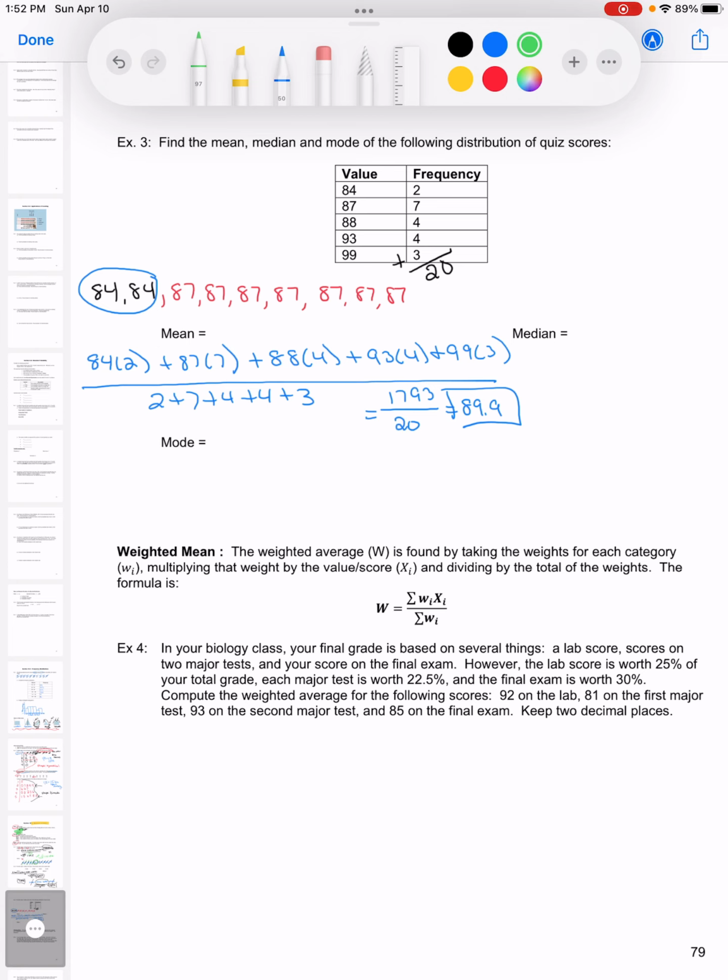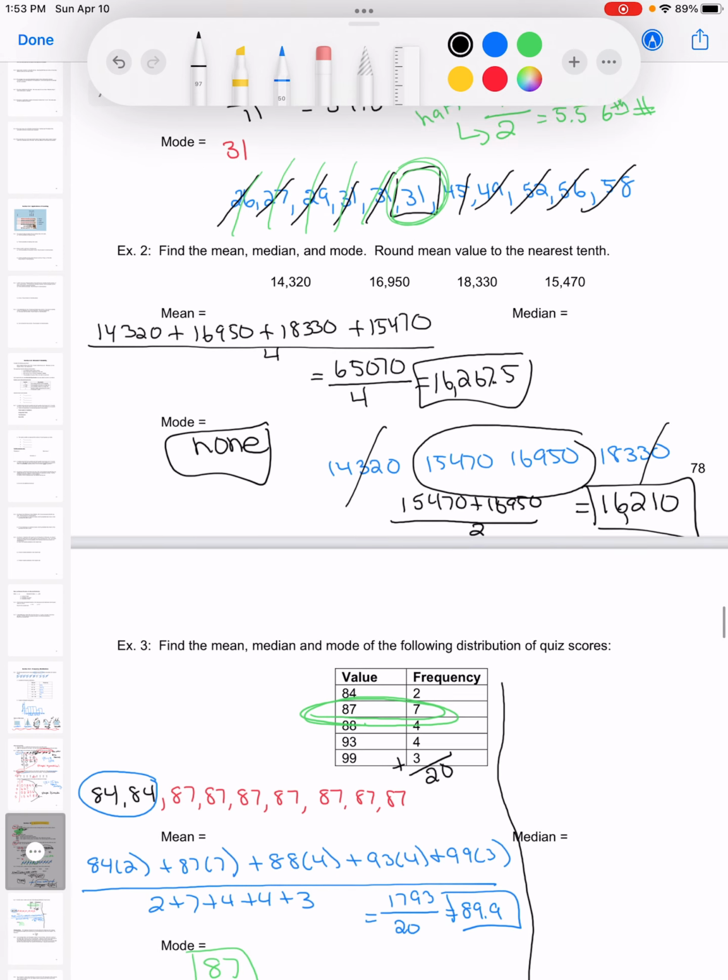The mode is the number with the highest frequency. So the highest frequency is 7, so the mode is 87. Again, you can imagine if you listed out all 20 numbers, 87 would occur the most. Now the median is where it can get a little tricky to think about. Again, feel free to list out all 20 numbers and find the median just like we did on the examples on the previous page.